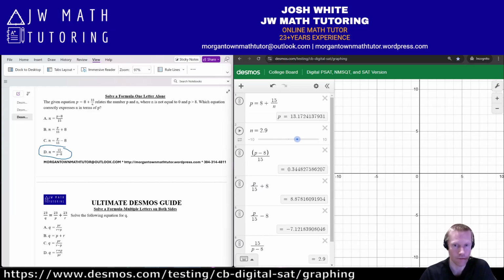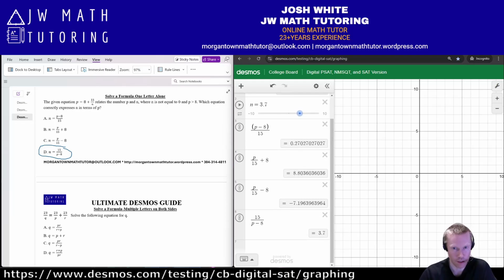Again, this number actually doesn't matter. I shouldn't have mentioned that. All we're caring about is whatever I move the n value to, that is what I'm looking for down here. So 3.7, again, D gives me 3.7, none of the others do. So this is the method you use when the equation or the formula has one letter alone on the left and every other letter, term, number on the right.